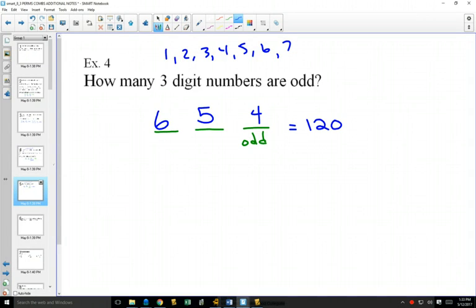Did anyone see another way that you could get 120? I'll give you a hint. You have to use answers that you already got in previous questions.